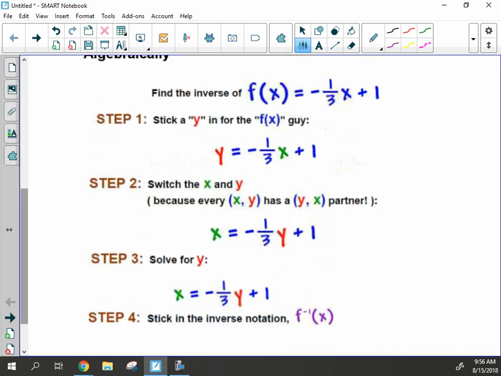First of all, I don't like seeing problems with this f of x in them when I'm doing an inverse. So the first thing I do is I switch it to the letter y, because in Algebra 2, the letter y is the same as f of x.